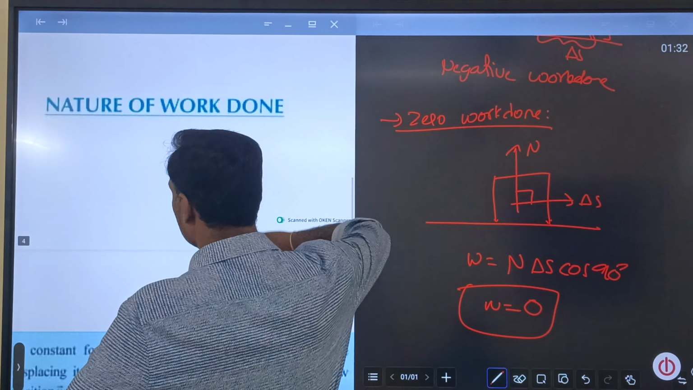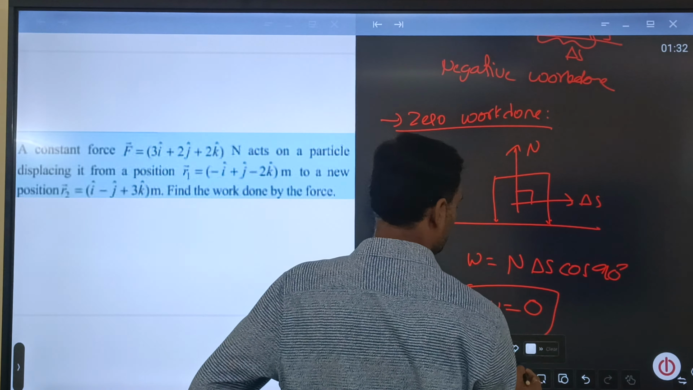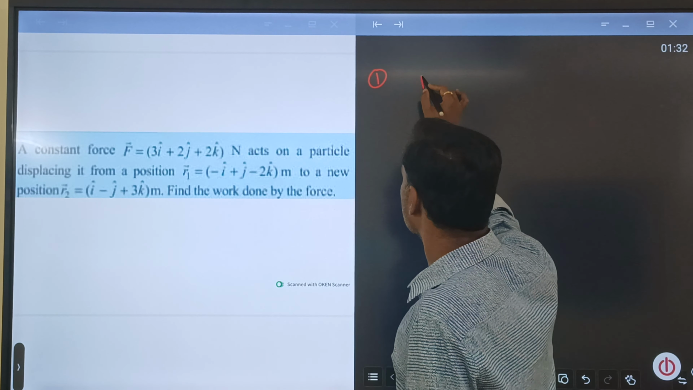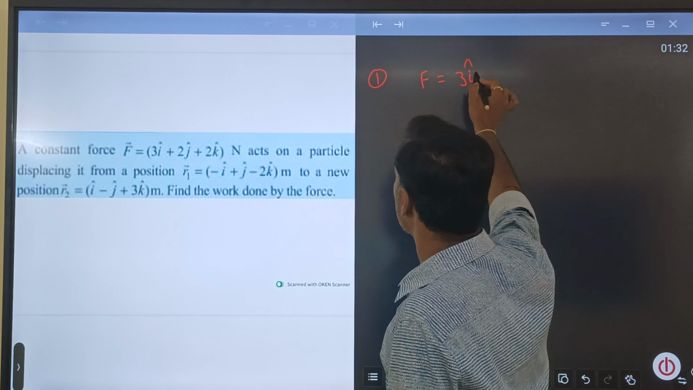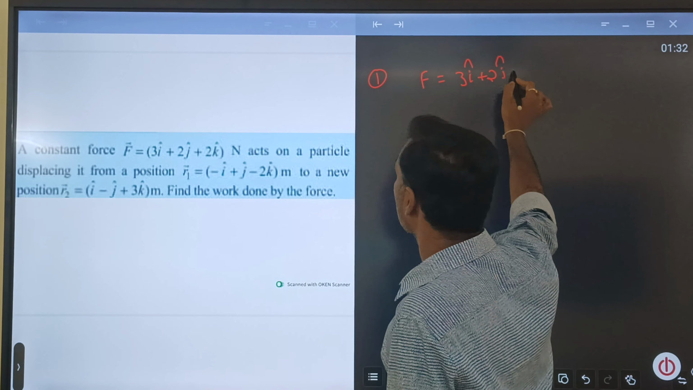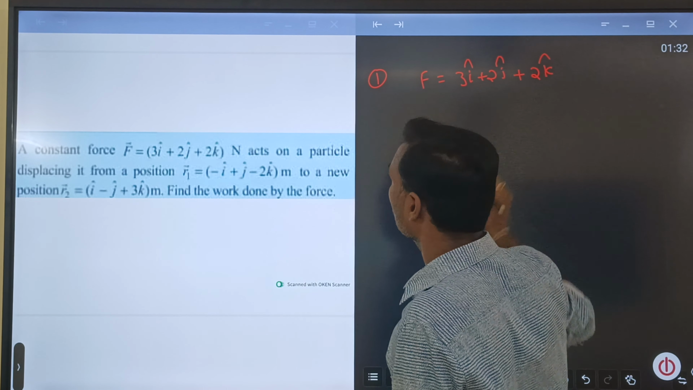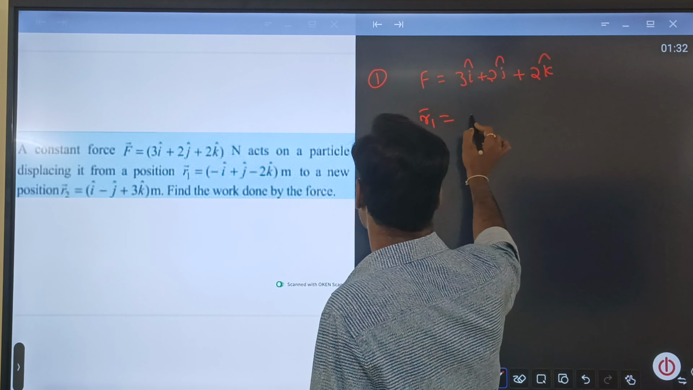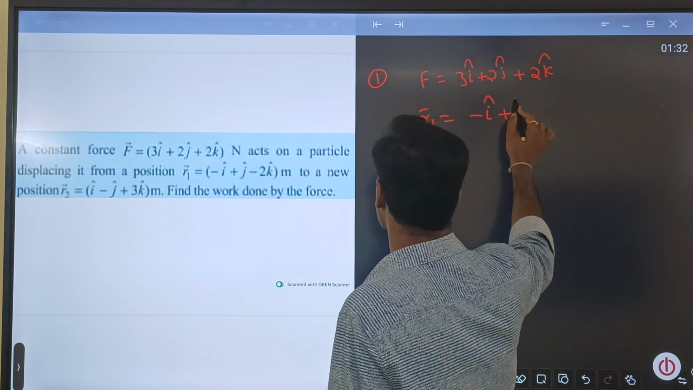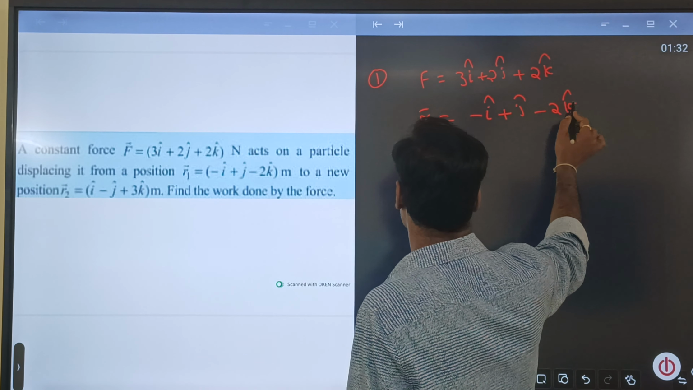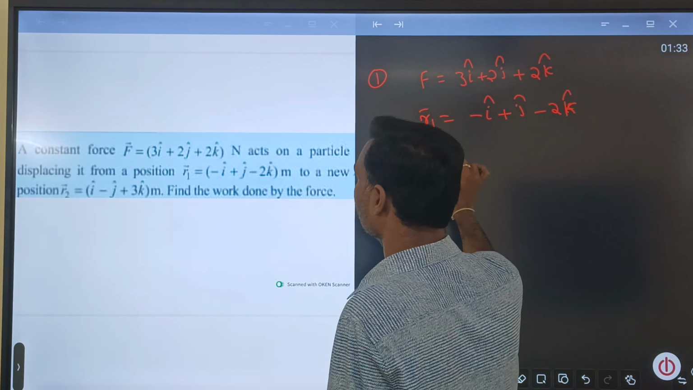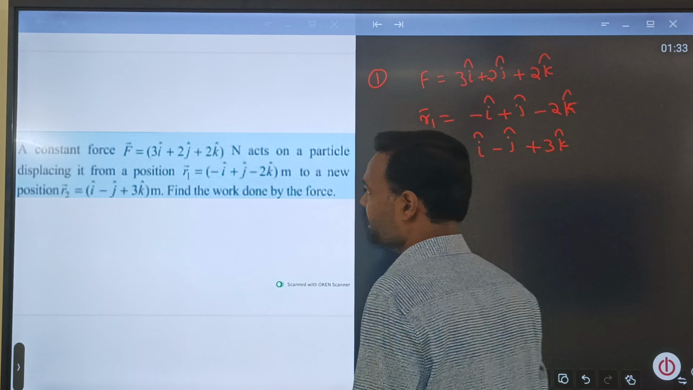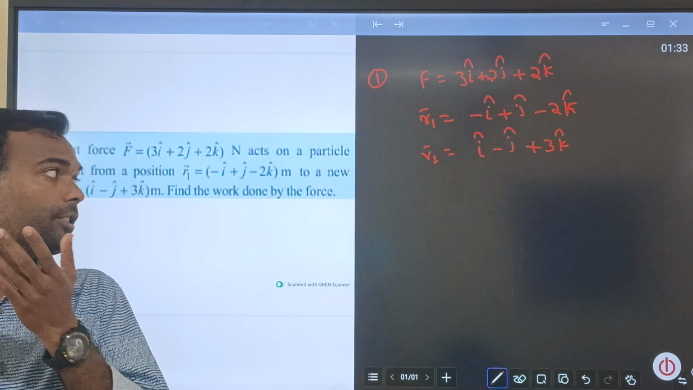And based on these concepts, let us go through some numericals. The first numerical is a force F = 3i + 2j + 2k acts on a particle from position R1 = minus i plus j minus 2k to R2 = i minus j plus 3k, right? And find the work done by this force.